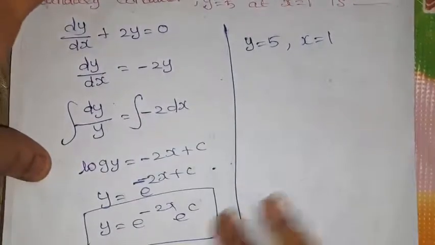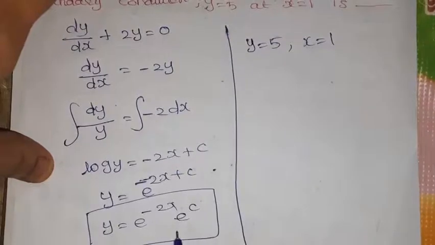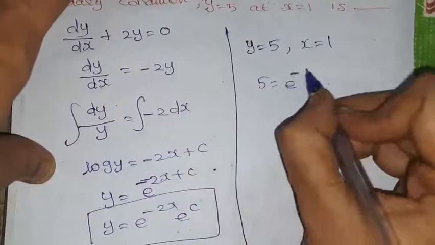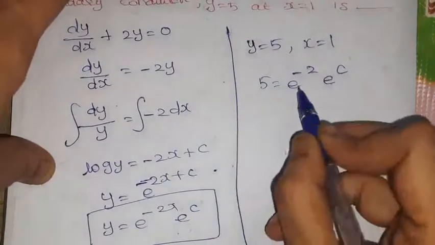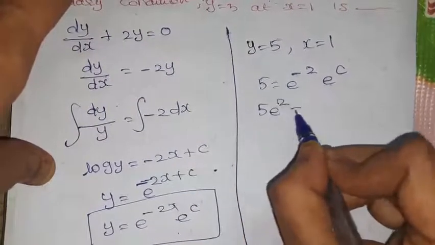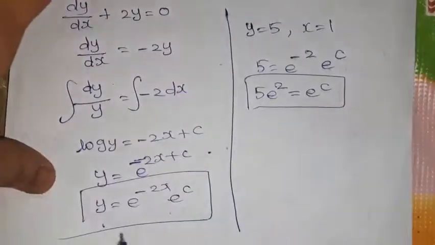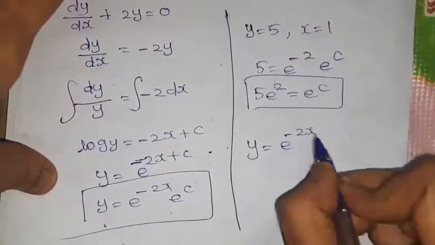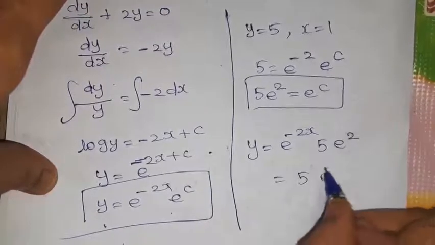So in this solution, substitute y equal to 5 and x equal to 1. So 5 equal to e power minus 2 into e power c. So this goes to that side: 5 by e power minus 2, we can write it as 5e squared. e power c equal to 5e squared. Then what do we need to do? Substitute in that equation. So what is the solution now? e power minus 2x into 5e squared.